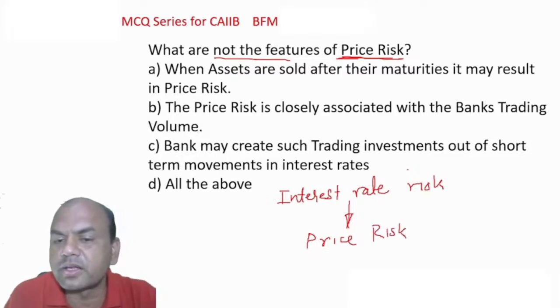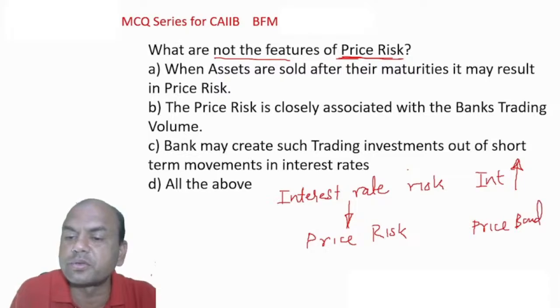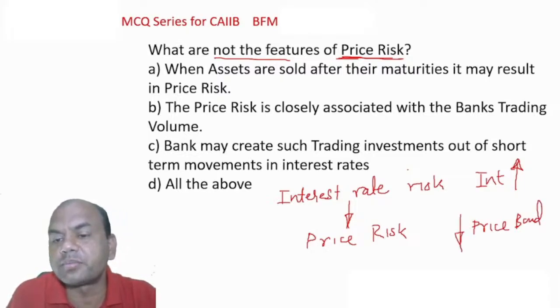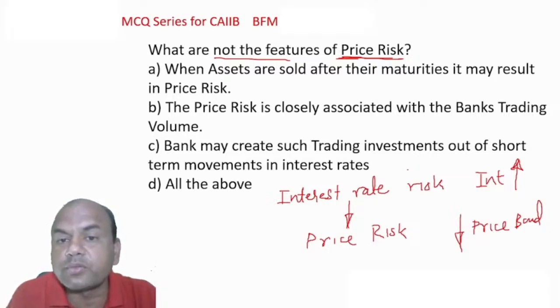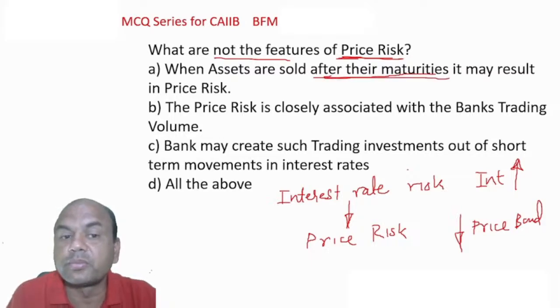Because the logic is, if the interest rate, let's say the repo rate, goes up, the price of the bond will go down. It always goes down. So that's why they go hand in hand. Interest up, price down. Interest down, price up. So which of the following is not the feature of the price risk? When the assets are sold after their maturities, it may result in price risk.